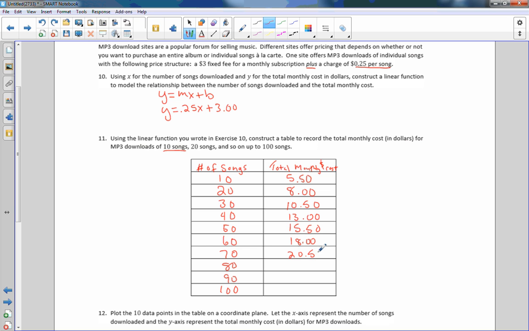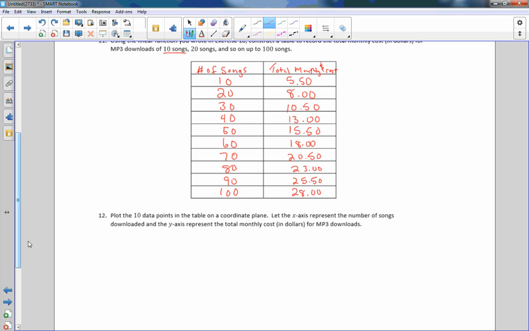20.50, 23, 25.50, and $28 for 100 songs. 12 says to plot the 10 data points in the table on the coordinate plane. Let the x-axis represent the number of songs downloaded and the y-axis total monthly cost in dollars.